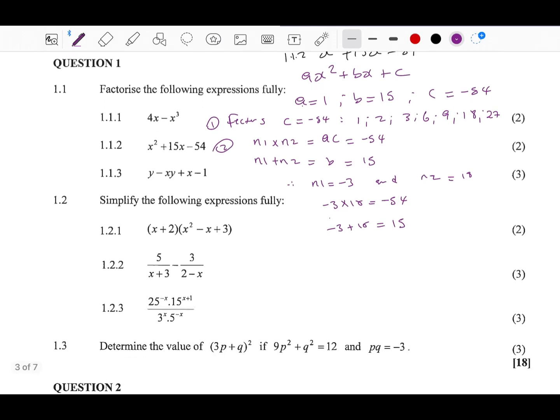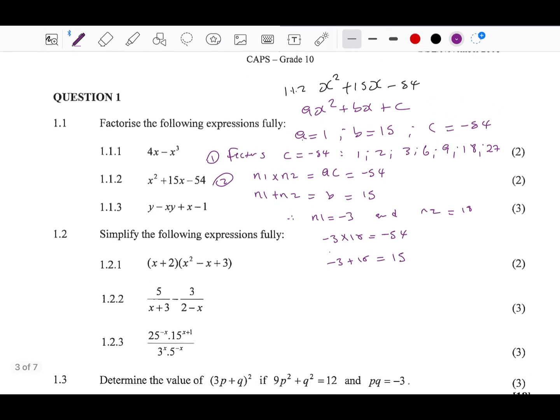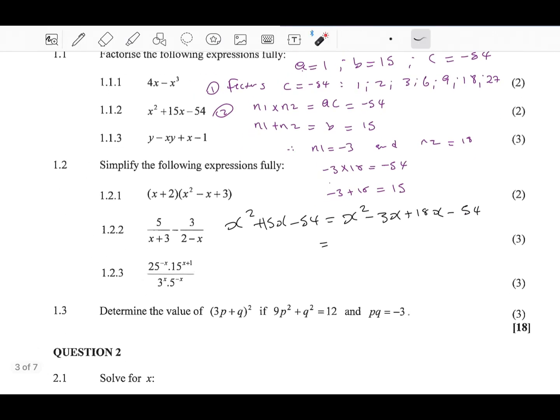So then if you have these numbers, the next thing to do, you have x squared plus 15x minus 54. You can just keep your x squared the way it is and then say negative 3x. So what you're doing is splitting 15x and writing it as negative 3x plus 18x, and then keep that 54. Right, then from here, easy.